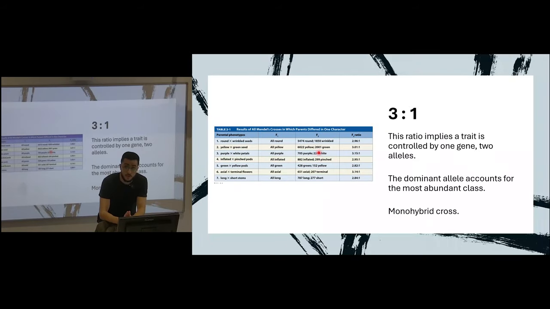So all this is for the 3-to-1 ratio, which implies that the trait is controlled by one gene, two alleles, and then there is one dominant to the other, and it's a monohybrid cross. These numbers are important. Remember them, because now you don't have time to go and do every Punnett square that there is. Now you understand how it works. Now you need to know these numbers so that you can facilitate your thinking during the exam, right? If you see 3-to-1, don't start thinking about recessive lethal, right? Just get to whatever it is, okay?